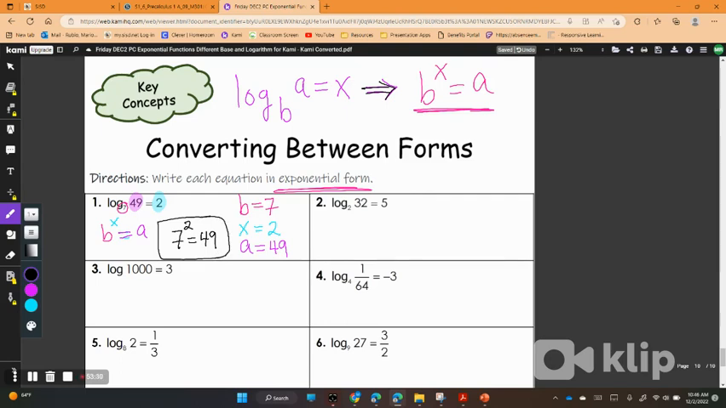And that's it. At this point, we're not going to try to solve these or try to simplify that 7 squared. We want to keep it like this in exponential form.